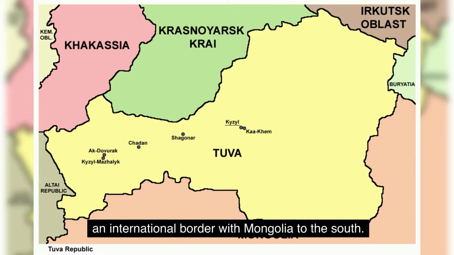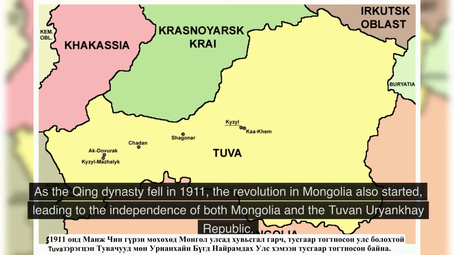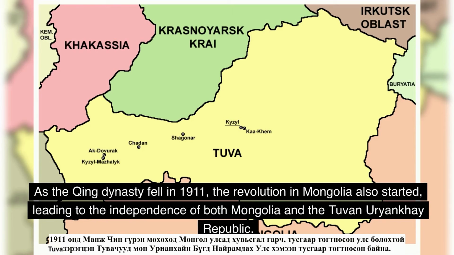Historically, Tuva had been part of Mongolia since 1759, when Mongolia was under the Manchu Qing dynasty. As the Qing dynasty fell in 1911, the revolution in Mongolia also started, leading to the independence of both Mongolia and the Tuvan Uryanhai Republic.